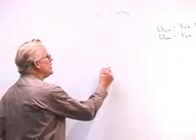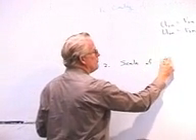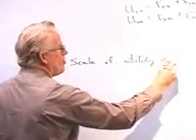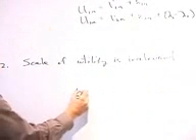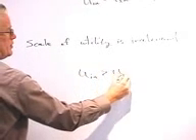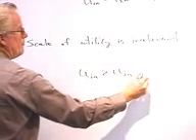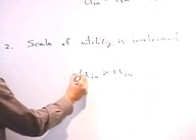Second thing is scale of utility is irrelevant. If U_in is greater than U_jn, then that's also true even if you multiply them both by some constant. So whichever is the highest alternative, it's going to be the highest alternative, highest utility, however you measure the units.